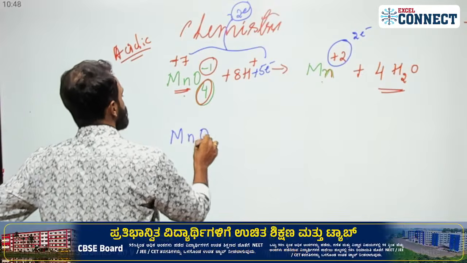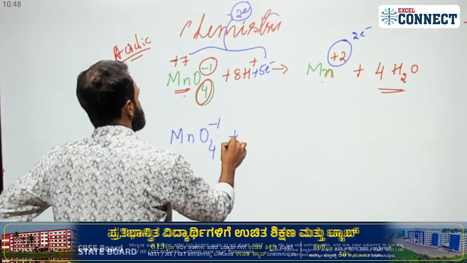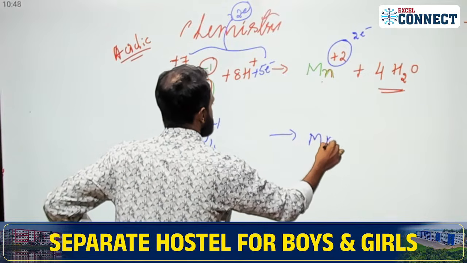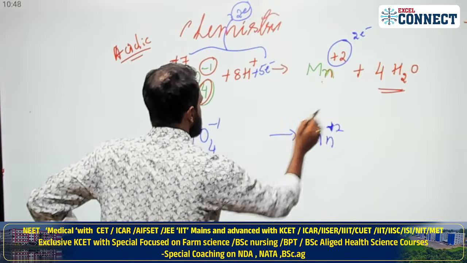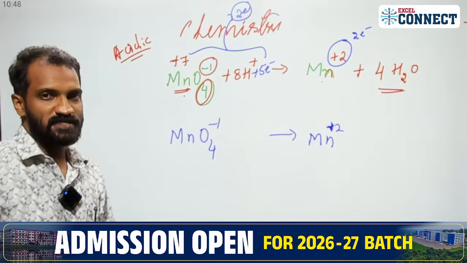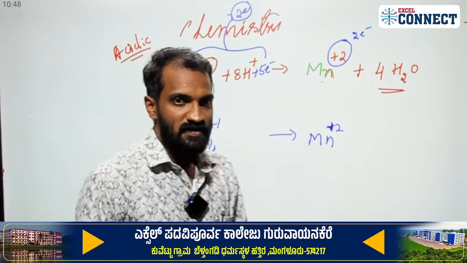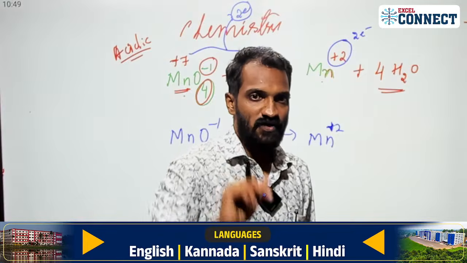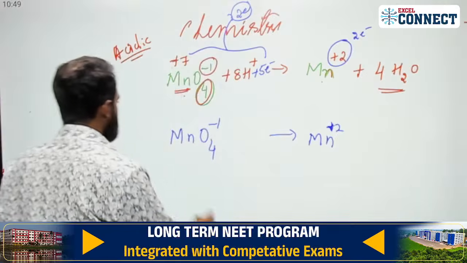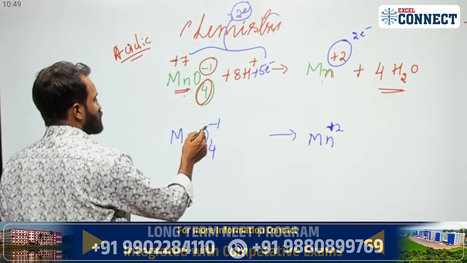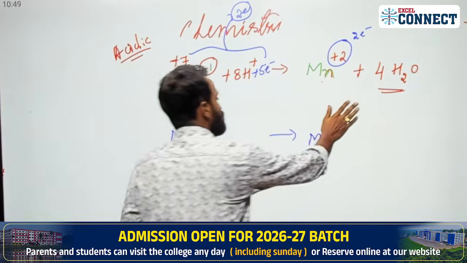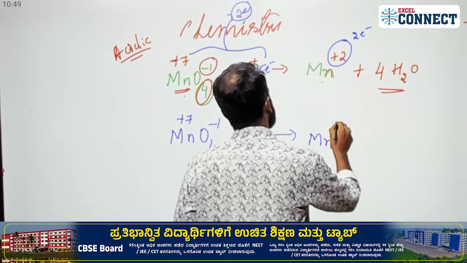This is MnO4 minus 1, and Mn plus 2 is given. Remaining all we did. See, my dear students, here for Mn you first have to find the oxidation state. Mega, you know how to find the oxidation state. By taking x, 4 times 2 is 8, 8 minus 1 gives plus 7. Plus 7 is the oxidation state. Here it is already given that Mn is plus 2.